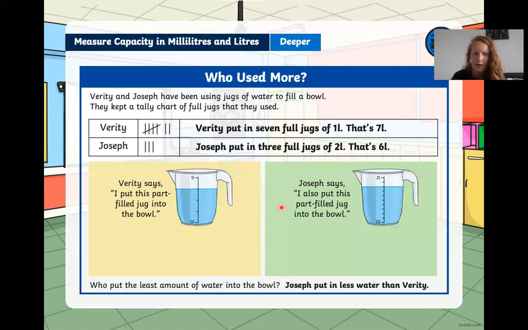Let's see. Well, like we said, Verity put 7 full jugs of 1 liter. Joseph put 3 full jugs of 2 liters, but we need to look at the extras as well.